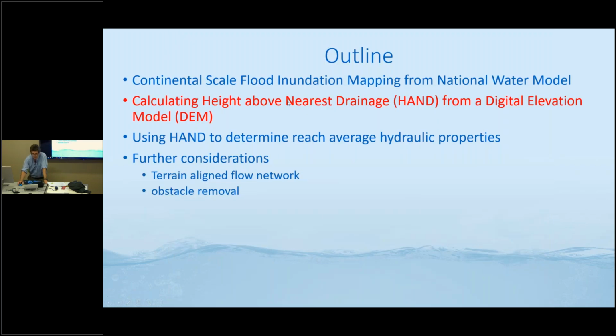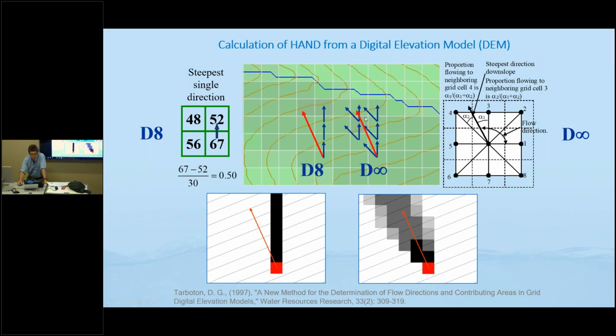So, calculating height above nearest drainage from a digital elevation model. We've learned about the D-infinity approach, where you route flow down perpendicular to the contours, with the spreading out and proportioning of flow between downslope neighbors, to effectively make our flow go perpendicular to the contours rather than biased off to the side, which might happen if you use the D8 approach.